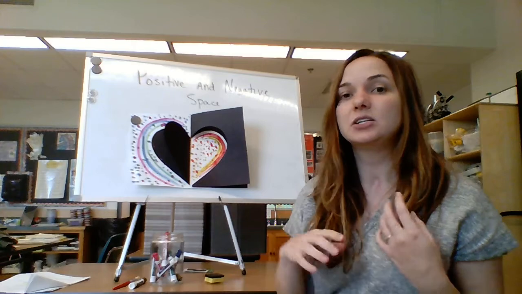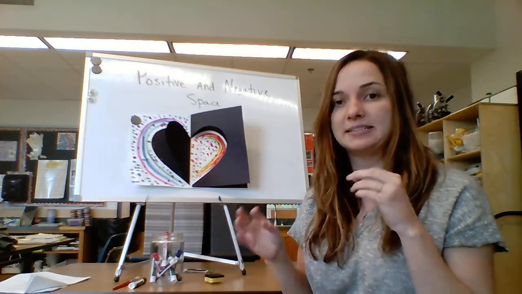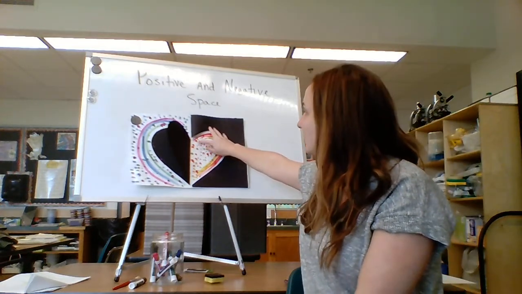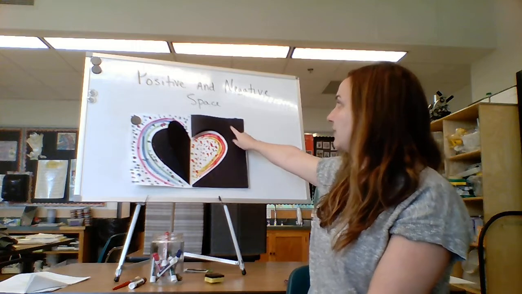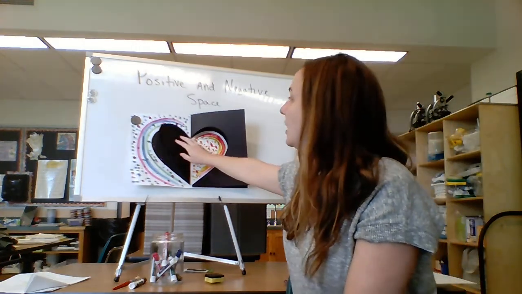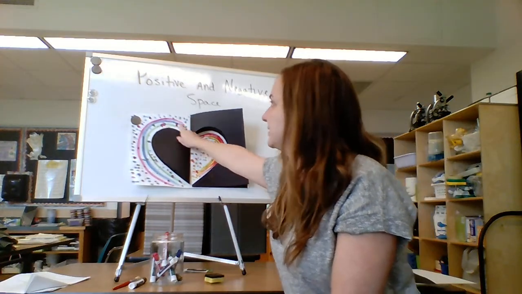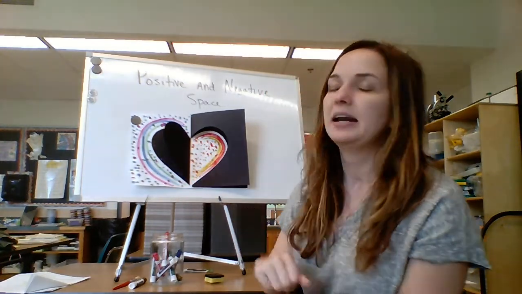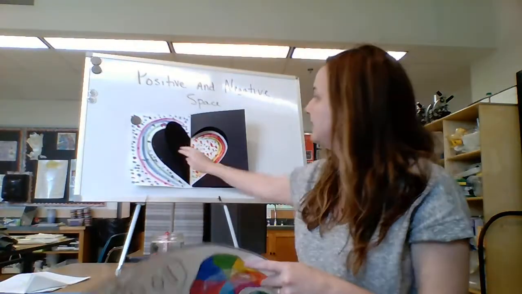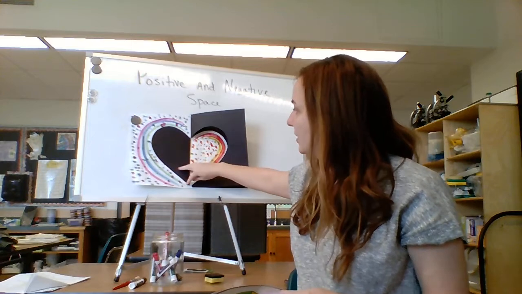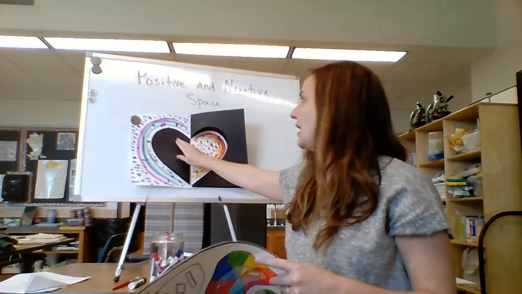So that's to show you how positive and negative space works. Positive space is the focus of the artwork. Right here is the heart, so this would be the positive space. The negative space is all of the background around it. Positive space is this half of the heart, negative space is the space around it. And sometimes we can make an object stand out, like this half, where the positive space is the black construction paper because everything around it is filled in.